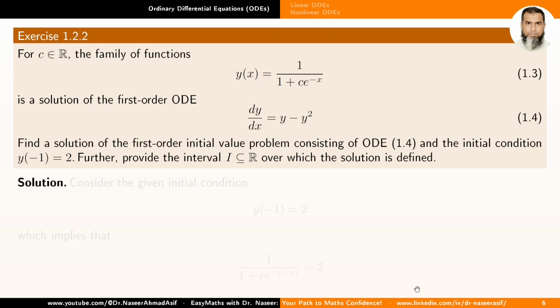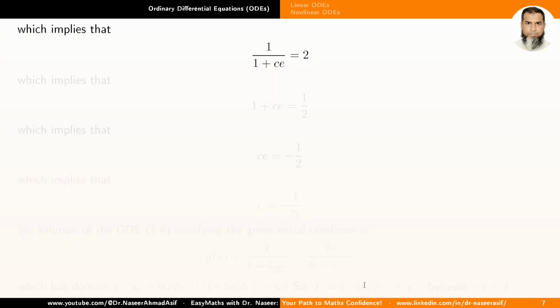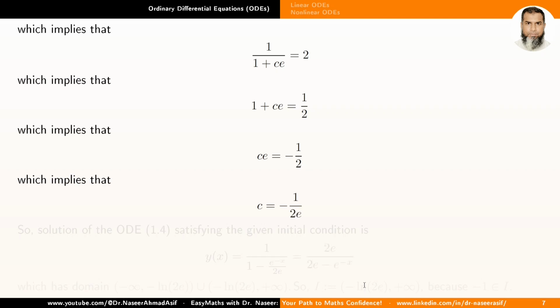Well, see the solution. Consider the given initial condition y of minus 1 is equal to 2. Now using the function y of x, we have 1 over 1 plus c exponential of minus into minus 1 is equal to 2. So we have 1 over 1 plus c e is equal to 2. Just taking reciprocal, 1 plus c e is equal to 1 by 2. So c e is equal to minus 1 by 2. So c is minus 1 over 2e.